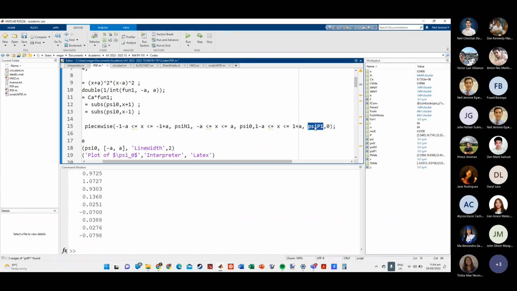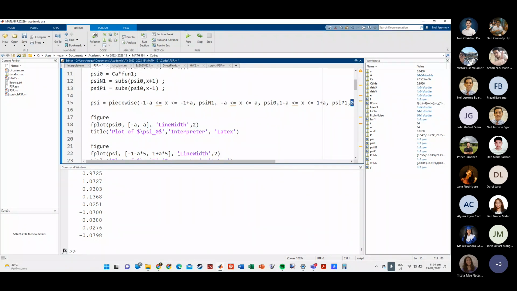Tapos, pag na-define nyo na lahat ng mga pieces, pwede kang maglagay dito ng else. Pag hindi na-satisfy ni x yung mga previous conditions, ang default value ni psi ay 0. Okay? Everything's good? So, yun yung piecewise command. So, ang format niya piecewise tapos condition, ano yung value kapag ka na-satisfy yung condition. Tapos sa pinakadulo, pwede kang maglagay ng isang value lamang, yun yung magiging value niya kapag ka yung x hindi na-satisfy yung mga conditions laid down before. Okay?